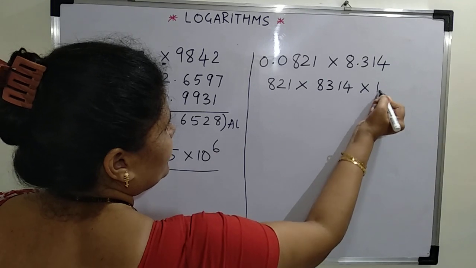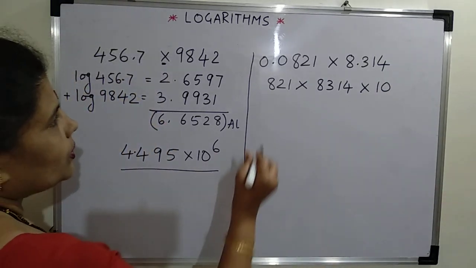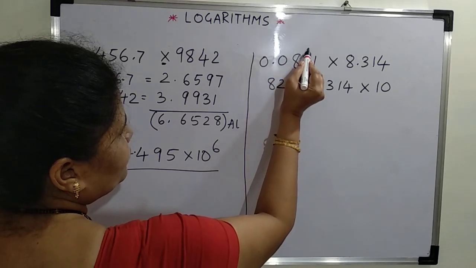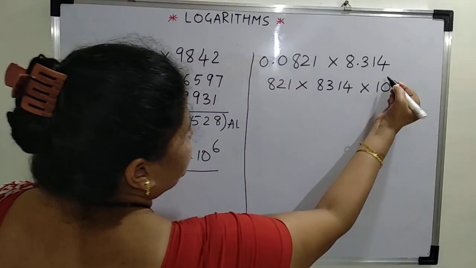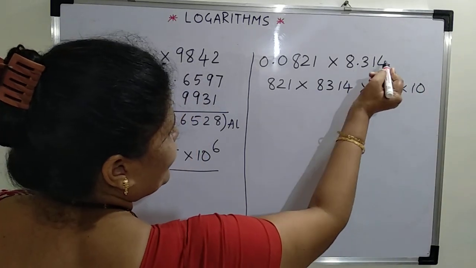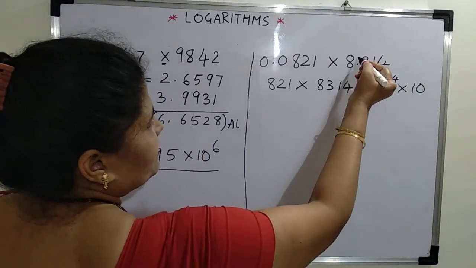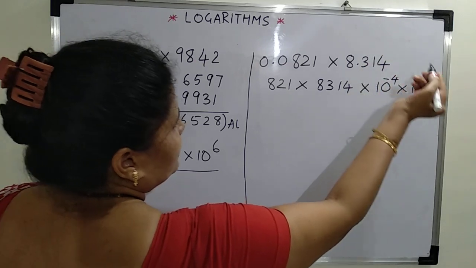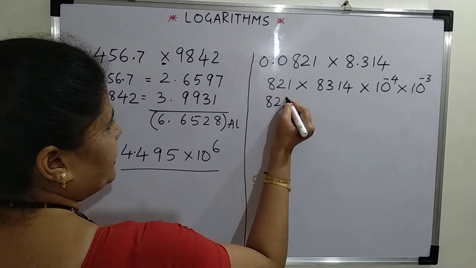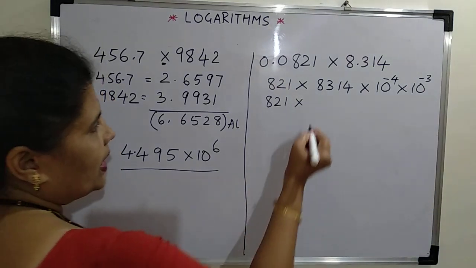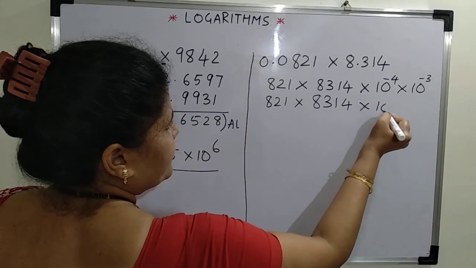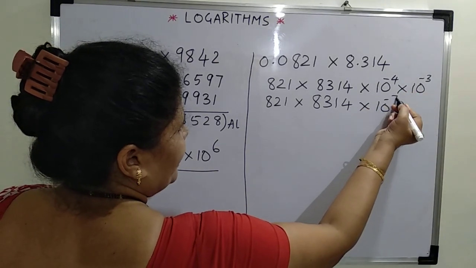8314 into 10 raised to. What 10 raised to? Here, see here, 1, 2, 3 and 4. So it will be minus 4 into 10 raised to. Here also I have removed the decimal. So it will be 1, 2, 3. So it will be minus 3. So what am I getting here? 821 into 8314 into 10 raised to. This I will make minus 7.